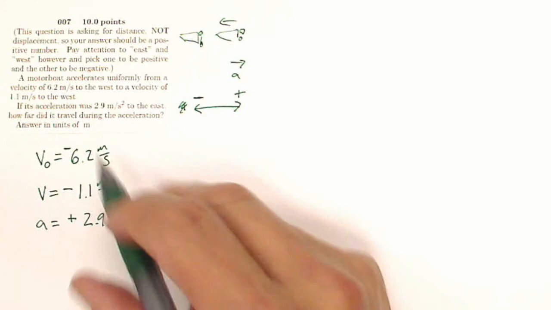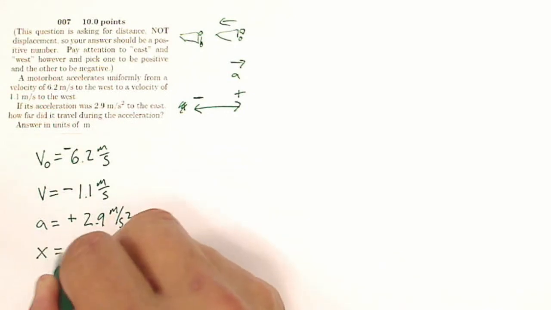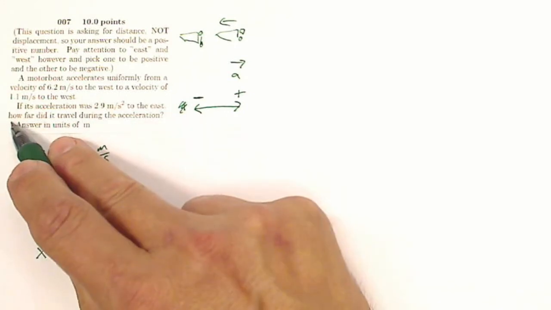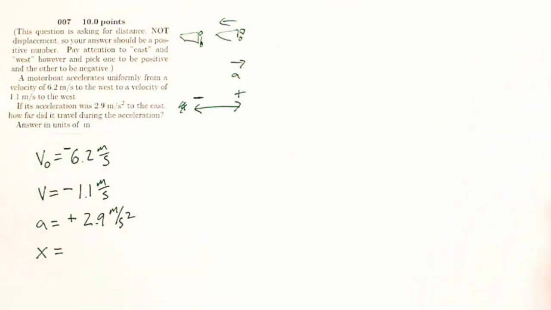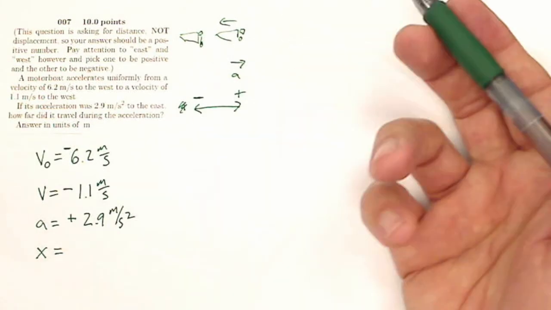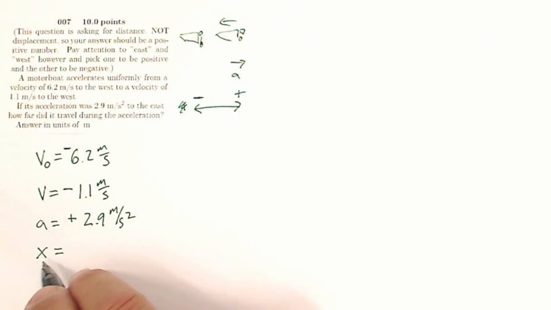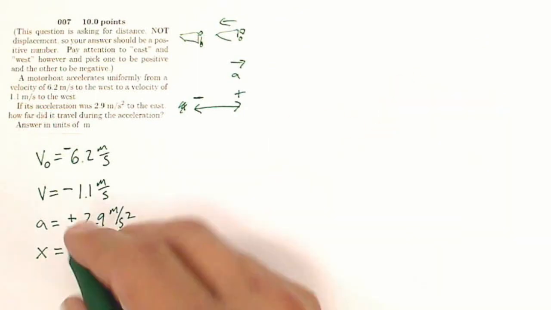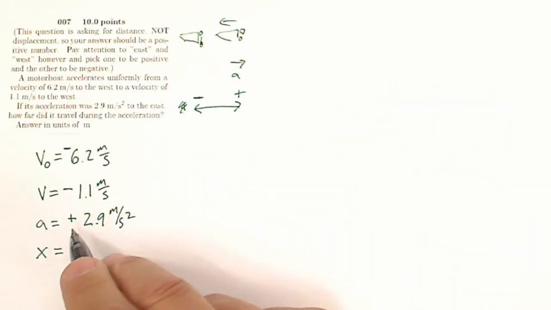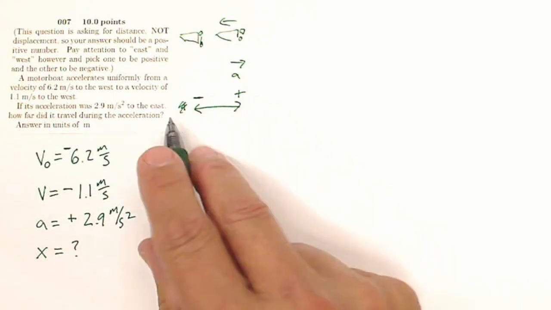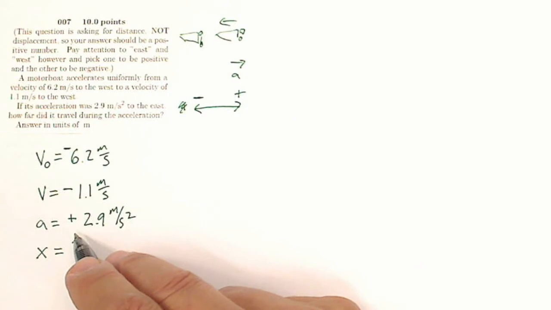How far did it travel? So now I'm looking for my displacement. Actually, I'm looking for a distance. It just says how far. So if it travels a negative displacement, I'm just going to give that a positive number. I'm going to absolute value my answer at the end. So my displacement equals question mark. Do you have to write the positive here? No, but sometimes when there's a little bit of confusion about east and west, it's good to do so.